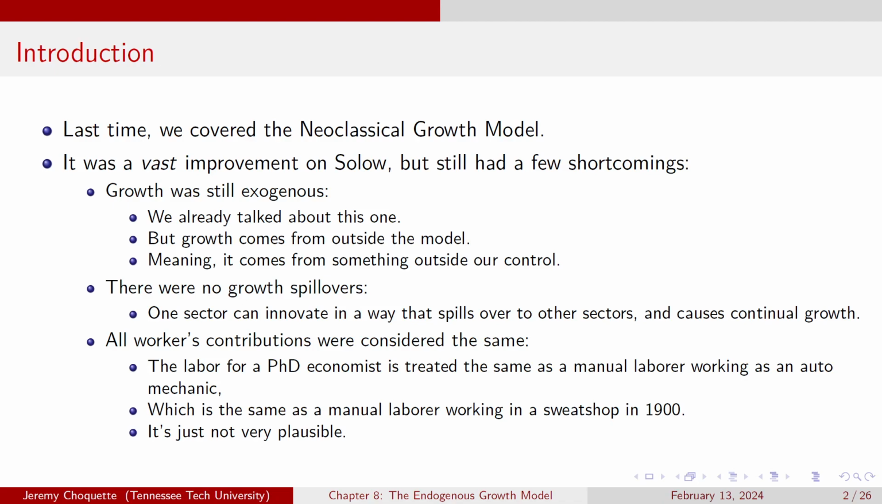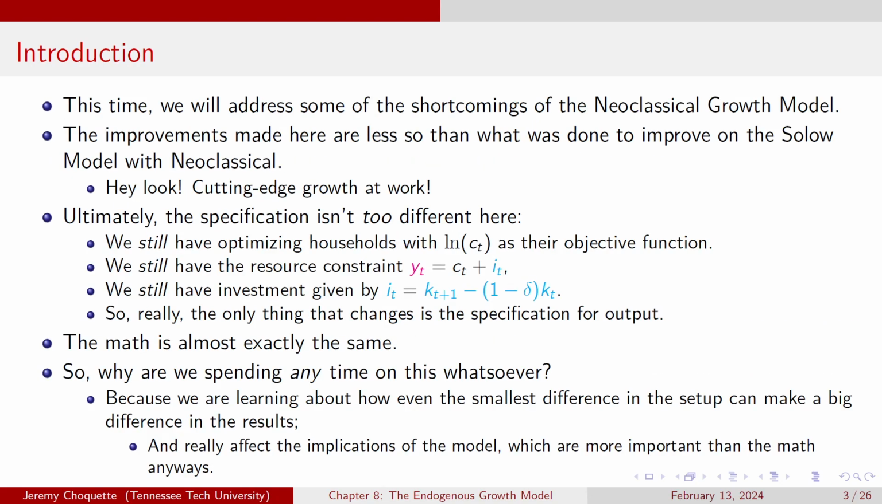Similarly, there's no growth spillovers across sectors in the economy, right? One sector can innovate in a way that spills over into other sectors. Look at the advent of the computer chip. That spilled over everywhere, right? Everything has a computer chip in it now. So what gets developed in one sector of the economy then spills over and gets used by other sectors. Things like the neoclassical growth model can't really account for that. But if we try looking at endogenous growth models, maybe this class of models can account for that.